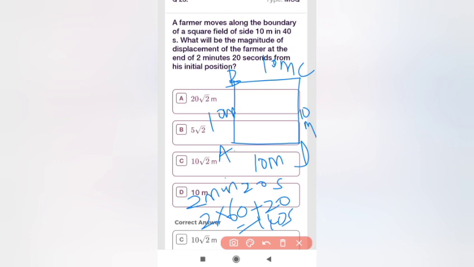To cover this square field, he is taking around 40 seconds. That means 40 meters he is going around the perimeter of the square. What is the perimeter of the square? 40 meters. So he is moving 40 meters in 40 seconds. That means in 120 seconds, 3 rounds, he will reach the point A. 40 for 1 round, second round 80, third round 120, and then 140 seconds. After 140 seconds, where will he reach? 10 plus 10. So he will reach the point C after 140 seconds.